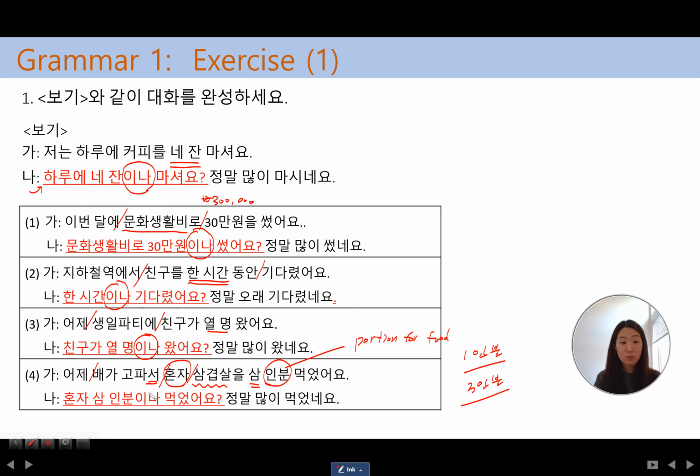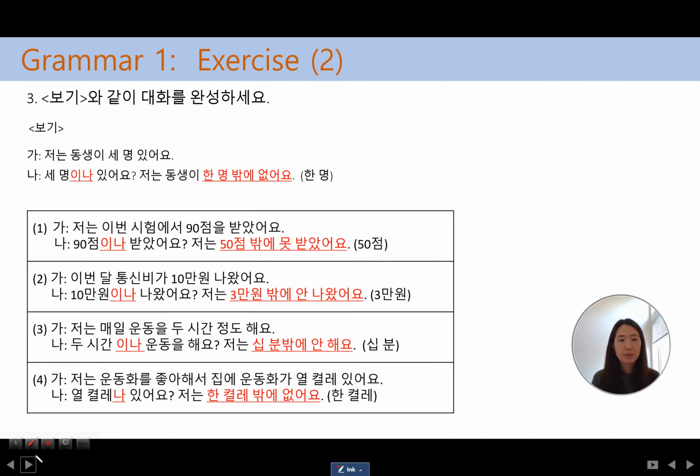혼자 3인분이나 먹었어요? Which is a lot more than what this person expected, right? Because normally the person ate only like 1인분, right? 정말 많이 먹었네요. You really ate a lot. So does it make sense here? 이나 is always more than what you expected. It can be quantity or it can be the length of time.